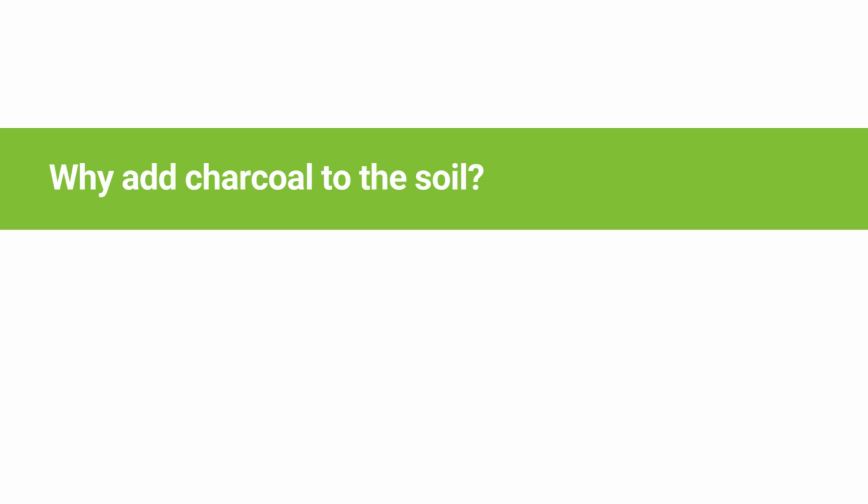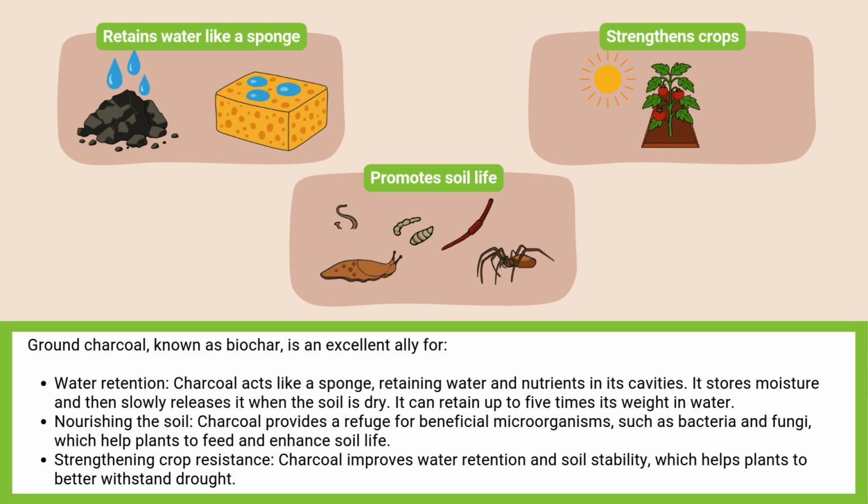Why add charcoal to the soil? Ground charcoal, known as biochar, is an excellent ally for water retention. Charcoal acts like a sponge, retaining water and nutrients in its cavities. It stores moisture and then slowly releases it when the soil is dry. It can retain up to 5 times its weight in water.